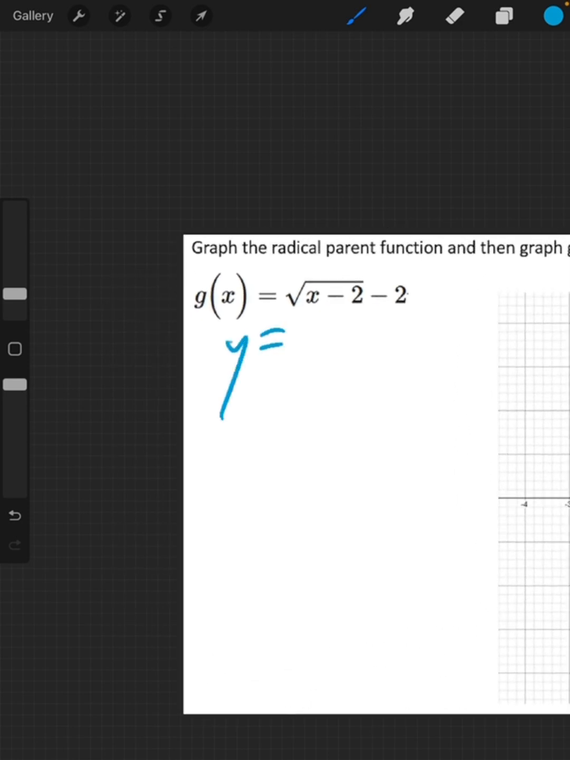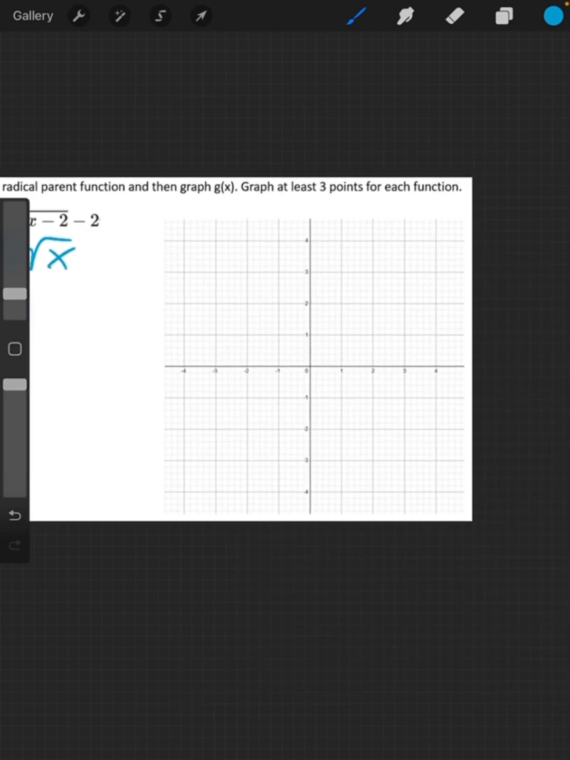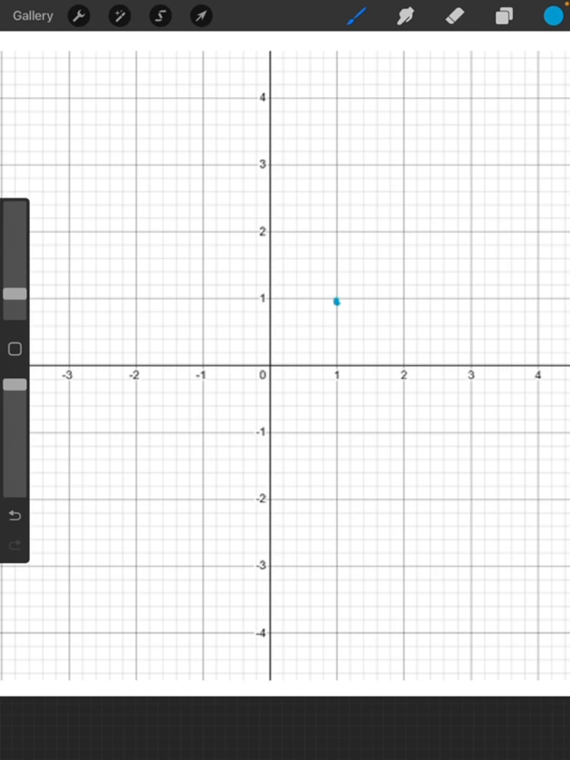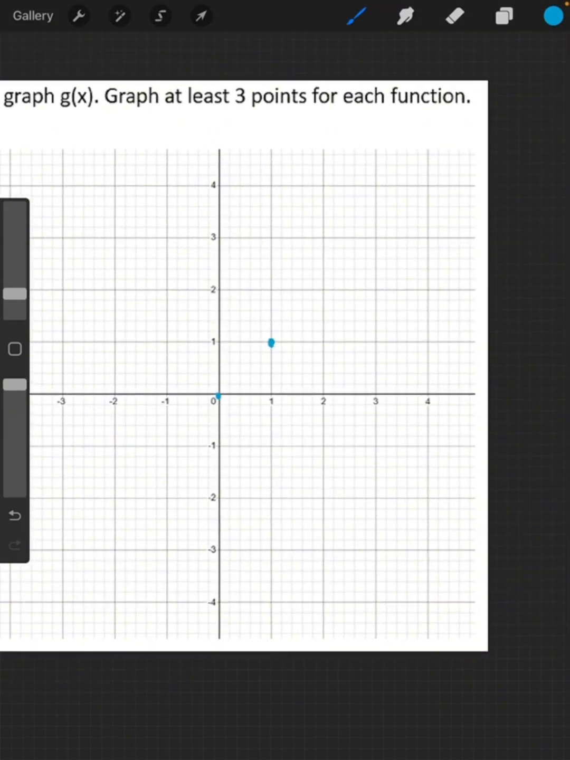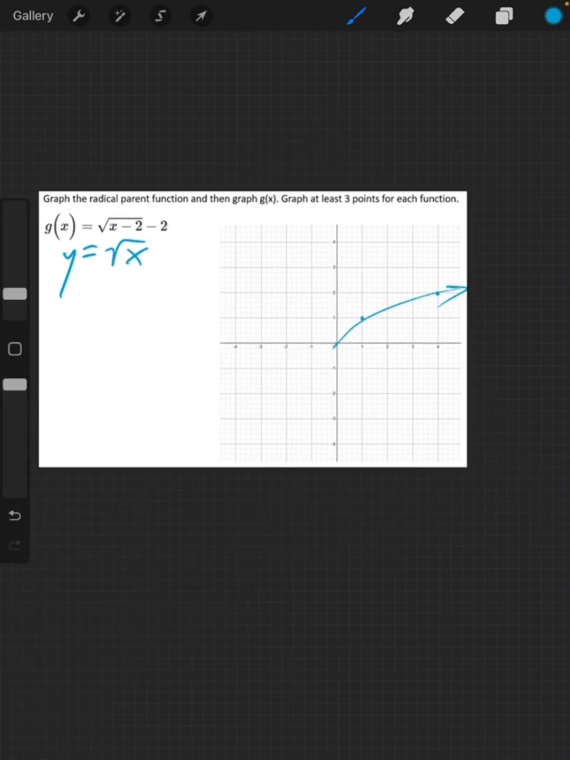So the parent function of this is the square root of x. You put in the x value and the square root is the y. Okay. So the square root of 1 is just 1. Let's go for 0. And the square root of 4 is 2. There. That is our parent function.